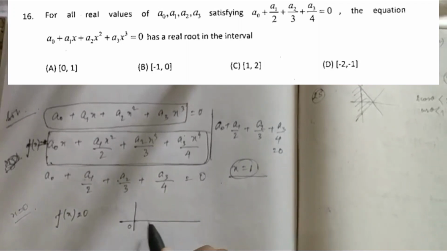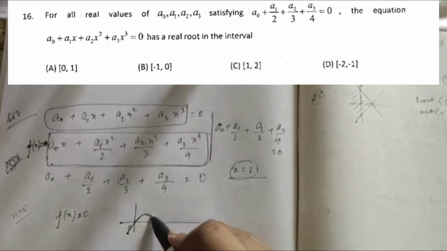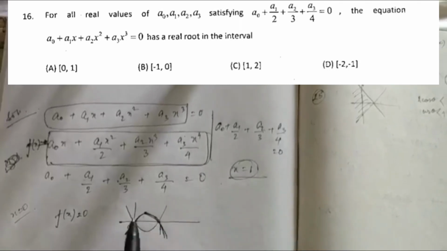Okay, so if I draw the graph, if this is 0 and this is 1, at these two points there are two roots of f(x), at 0 and 1. So definitely, according to the mean value theorem, somewhere there can be a maxima or a minima. The graph can also be like this. So somewhere between 0 and 1, the slope of the tangent to f(x) will be zero, parallel to the x-axis.